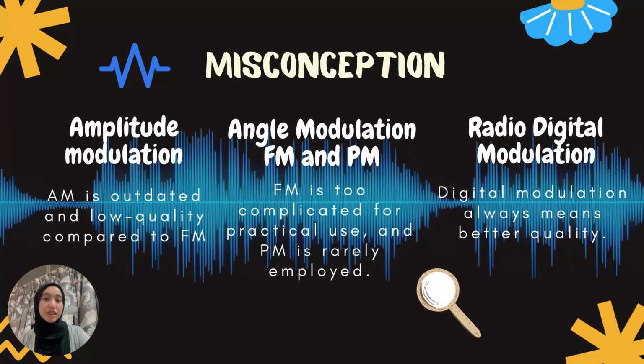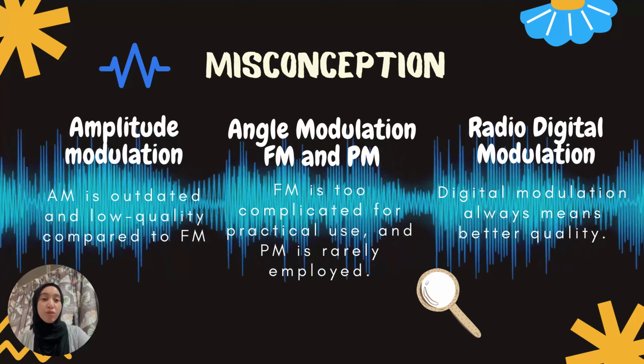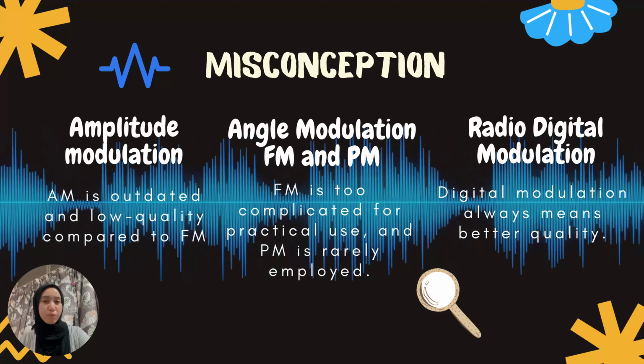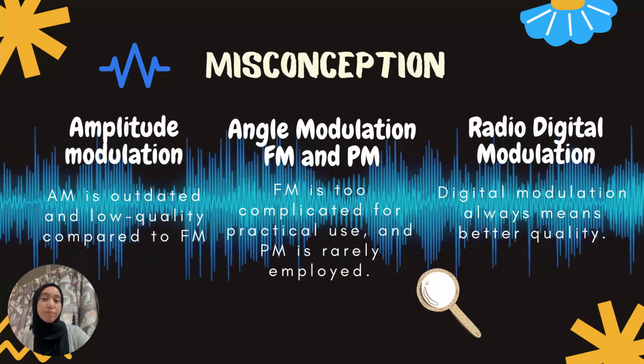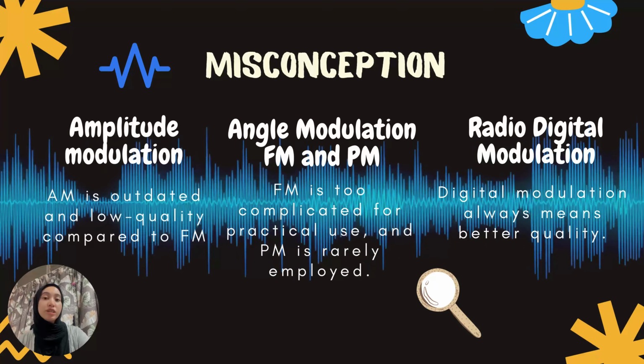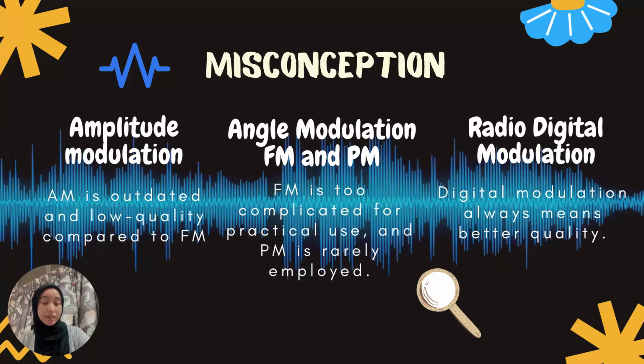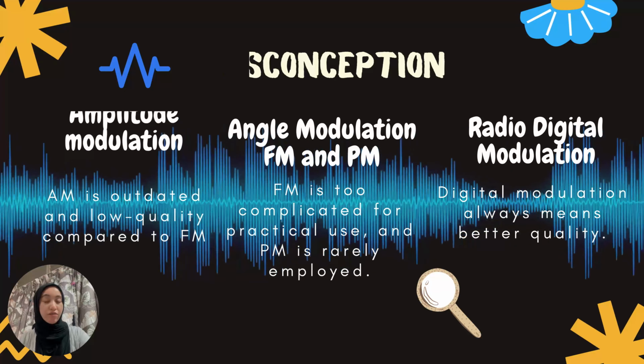The second one is angle modulation, for phase and frequency modulation. We always hear that FM is too complicated for practical use, while PM is rarely used. But the correct one is that FM is simpler than some might think. Both FM and PM find extensive application in communication and radar systems.